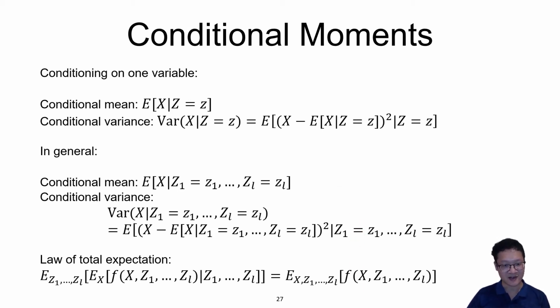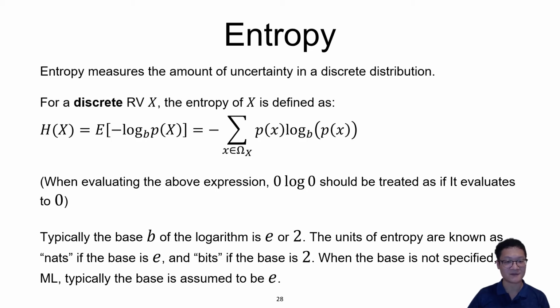So then, moving right along, we're going to talk about entropy. So roughly speaking, or maybe I should say intuitively, the entropy measures the amount of uncertainty in a discrete distribution. So for now, we only consider discrete distributions. So for a discrete random variable X, the entropy of X is defined to be the expected value of the negative log of p of x. So we usually denote that as H of X.